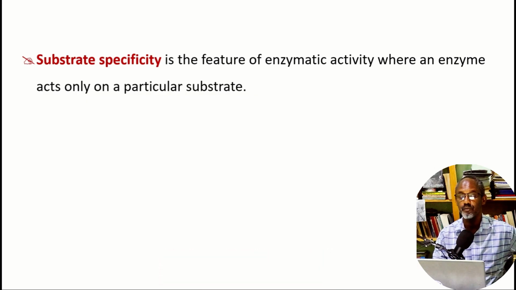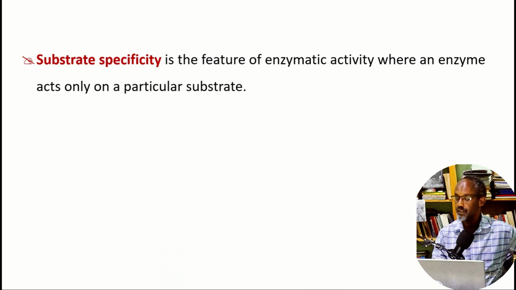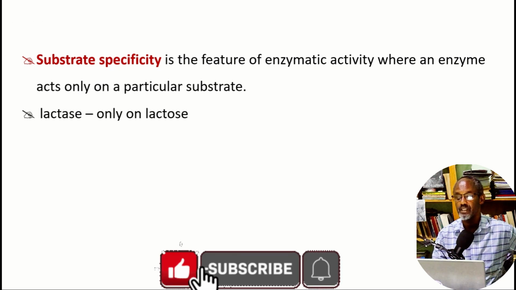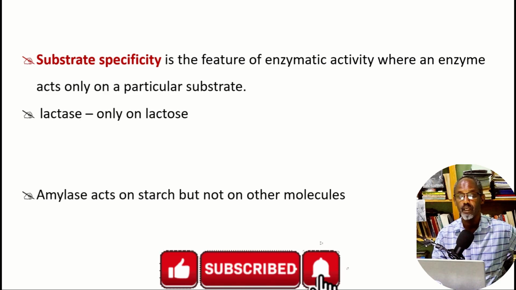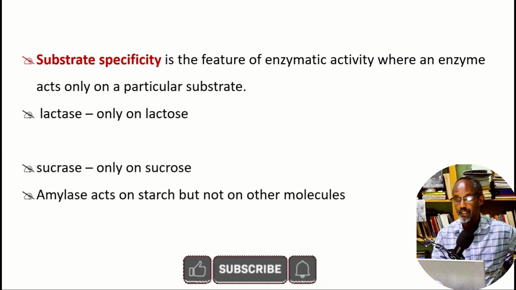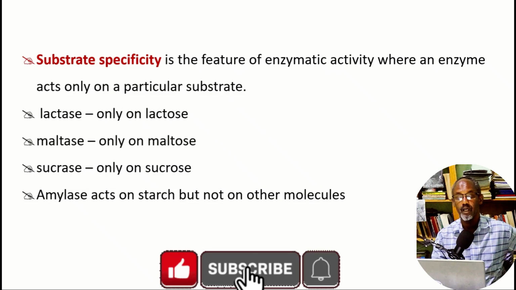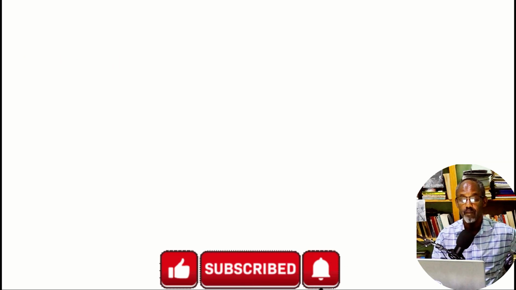The third group of enzymes, as far as specificity is concerned, is substrate specificity, the feature of enzymatic activity where an enzyme acts only on a particular substrate. For example, lactase only on lactose, maltase only on maltose, amylase acts on starch but not on other molecules, sucrase only on sucrose. These are substrate specific enzymes. The other is optical specificity.